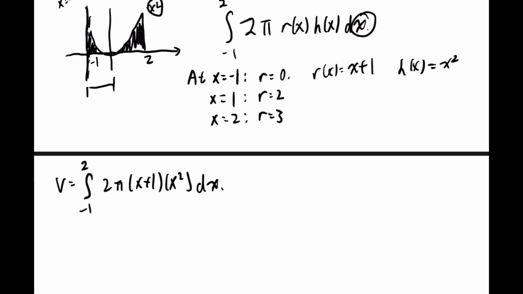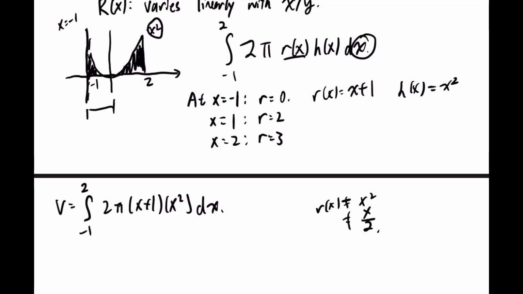So your radius is always linked to the variable of integration, and it always varies linearly, right? So your radius of x cannot be something like x squared. So it can't be something like, I don't know, x over 2, right? So it always has to be your variable of integration plus some offset or minus some offset. And that, again, depends on where your axis of rotation is located.